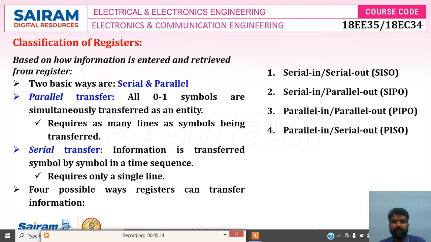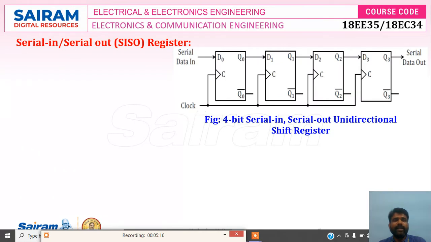Let's see one by one. Serial in, serial out register. This is the configuration of a serial in, serial out register. Here we use 4 flip-flops, hence we call it a 4-bit serial in, serial out unidirectional shift register. Why? Because it is unidirectional: the data will be transferred in one direction, I mean to the right. All control inputs are connected to a common clock pulse.